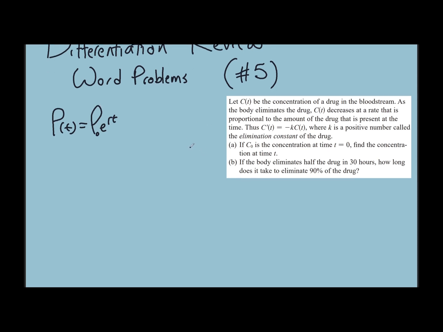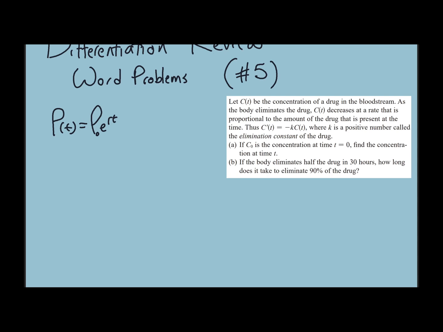they say, let C(t) be the concentration of a drug. And that should immediately tell you we're going to be using exponential growth or decay, and you're going to want to have this formula on hand in your brain. As the body eliminates a drug, the function decreases at a rate that's proportional to the amount of the drug present at the time. So that means if you have like 100 of a drug in you, it's going to eliminate faster than if you have 50 in you, and so forth. So if you have more, it eliminates faster. If you have less, it eliminates slower. That's exponential decay.